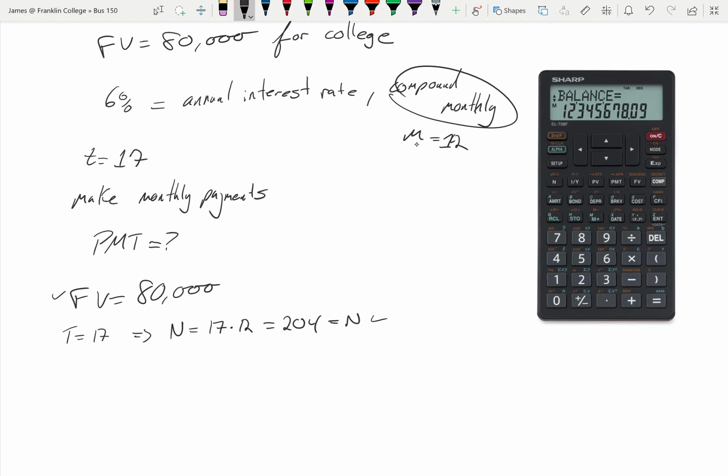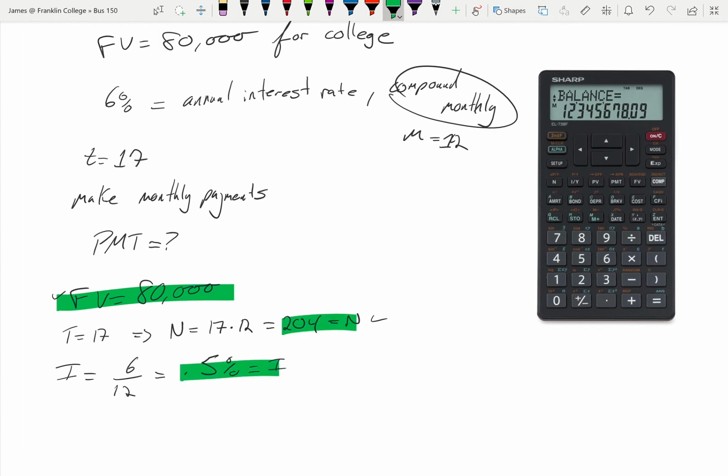And now we know the future value. We know N. We now have to figure out what I equals. And I is going to equal the annual interest rate divided by our M, which equals 0.5%, and that equals our I. So we now know what our future value is, we know our N, and we know our I, and then given that we have 3 of the 4, we can solve for the 4th.